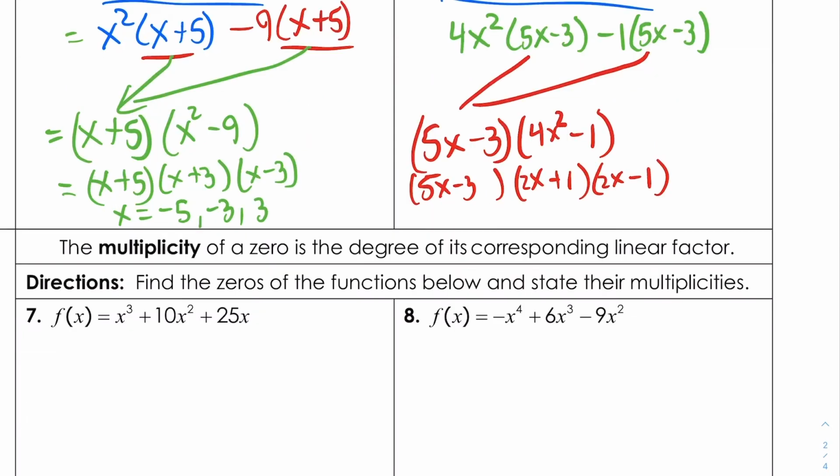Now let's take those factors and turn them into their x-intercepts by doing 5x minus 3 equals 0. That'll get us an x-intercept at 3/5. And then from these other ones, 2x plus 1 equals 0. That's going to convert to be x equals negative 1/2. And then the other one's just going to give us a positive 1/2. So our solutions are plus and minus 1/2 and 3/5.